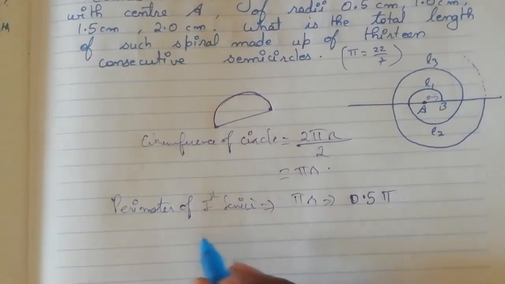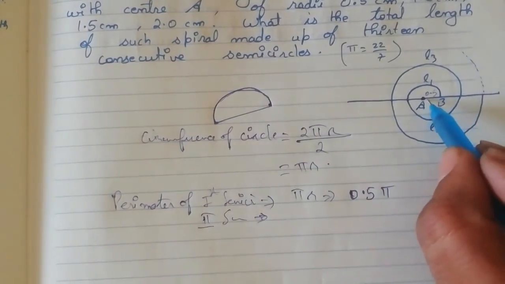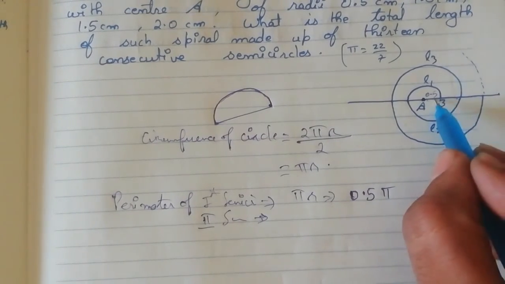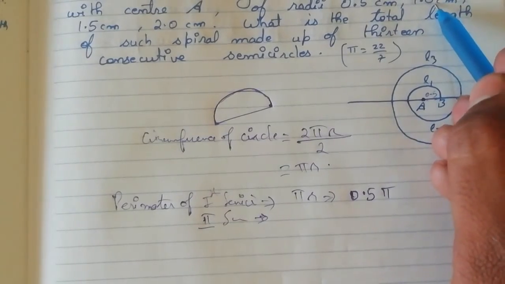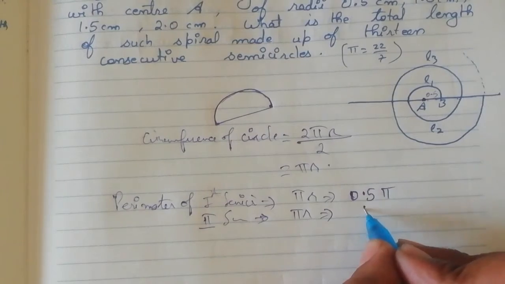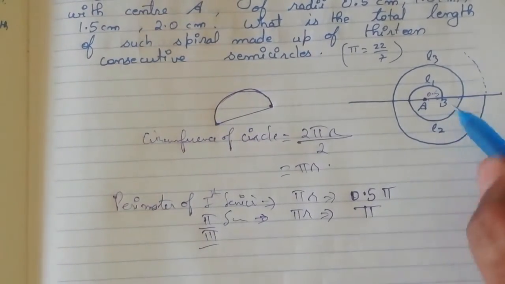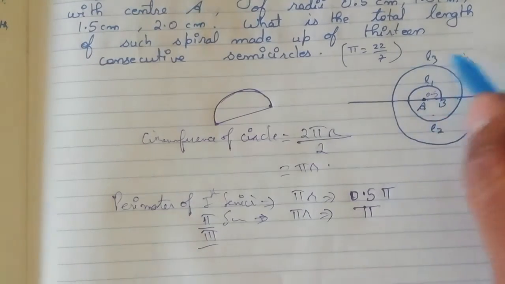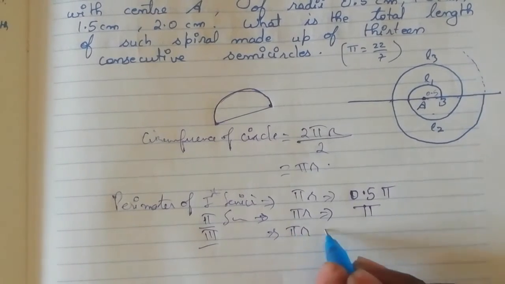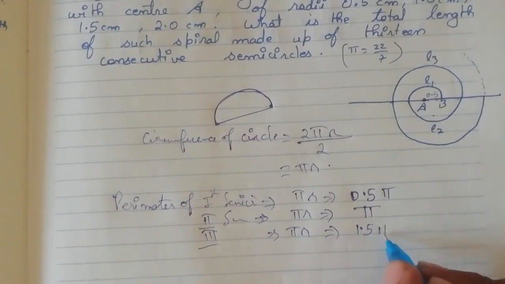Now the perimeter of the second semicircle is given by, look, now the radius is increasing. From here to here the radius is now 1 centimeter. So this is nothing but pi r, it is 1 pi, or simply we can write pi. Now the perimeter of the third semicircle, 1, 2 and this is 3. So now the radius is 1.5, and it is also given by pi r. So r is 1.5 and we have pi.